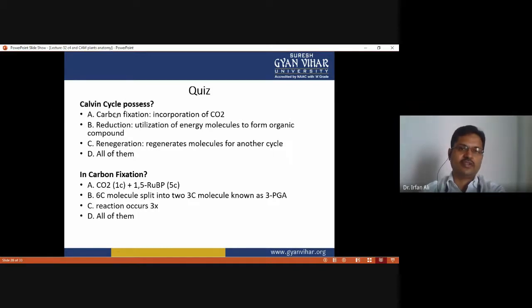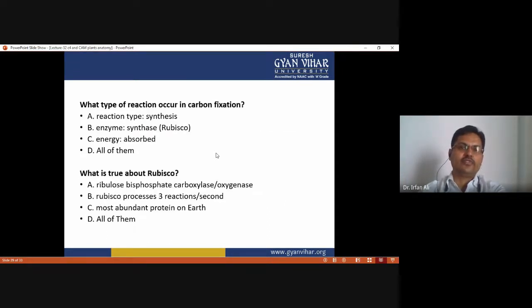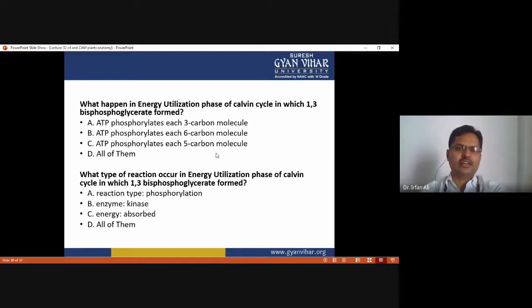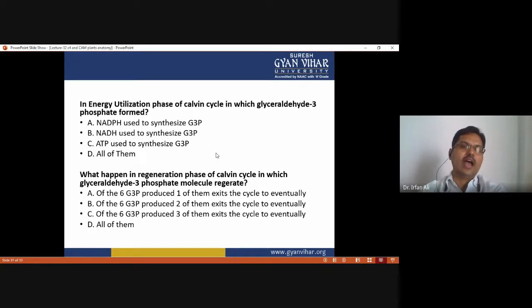The first question is about the Calvin cycle phases and carbon fixation. Which option is correct? What types of reaction occur in carbon fixation? What happens in the energy utilization phase of the Calvin cycle in which 1,3-bisphosphoglycerate is formed? What types of reaction occur in the energy utilization phase in which glyceraldehyde 3-phosphate is formed?